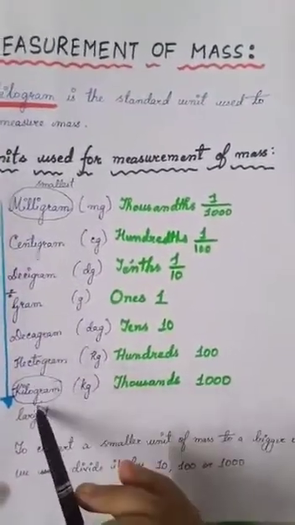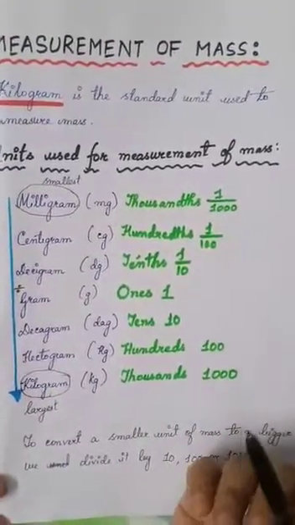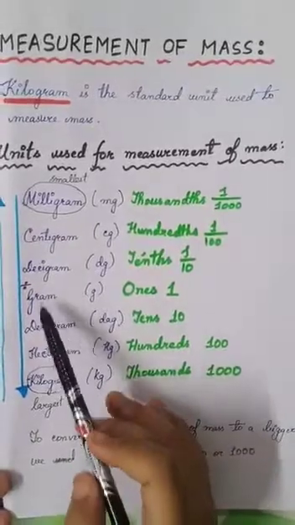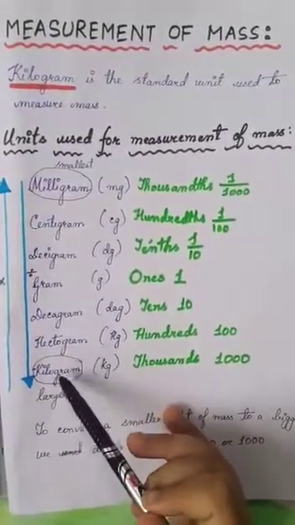Again from top to bottom. So when you come from top to bottom, what do you have to do? You have to divide. And by how much? You see the difference? Gram to decagram 10. Again decagram to hectogram 10. Again hectogram to kilogram 10.